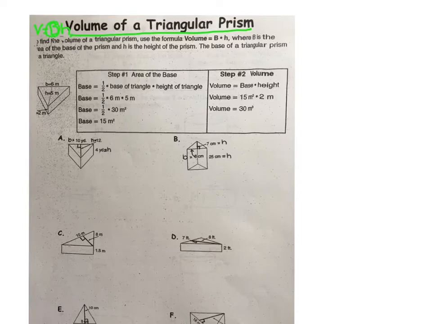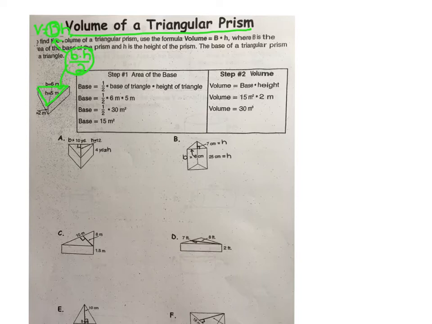And we know that B represents the base face. In this particular case, our base face is a triangle, and the area formula for that triangle is base times height divided by 2. We will be substituting this formula in for big B each and every time we calculate the volume of the triangular prisms we've been given.